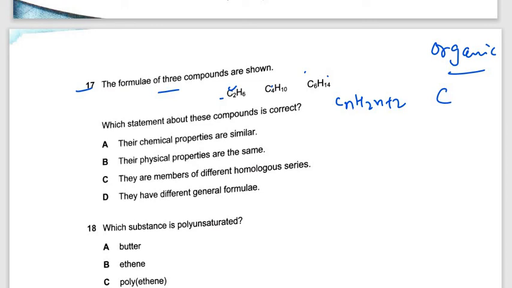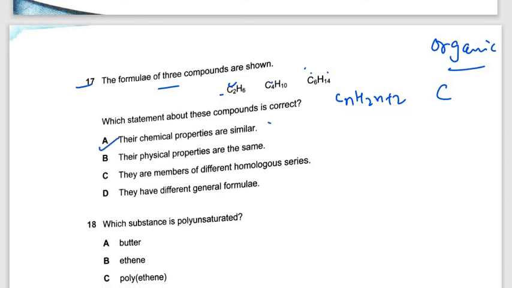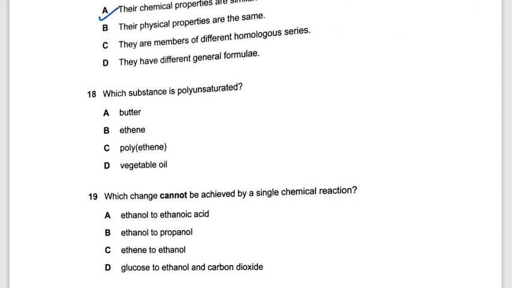Okay, so if you have 1, if you have 6, you can see they all have similar chemical properties because they are all alkanes. So this is a homologous series of alkane. Which substance is polyunsaturated? Polyunsaturated and saturated, students always get confused. Okay, saturated and unsaturated.